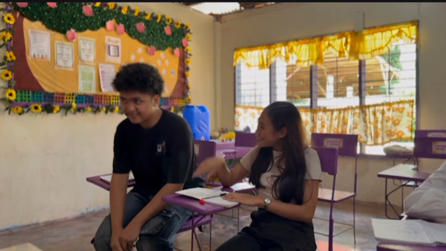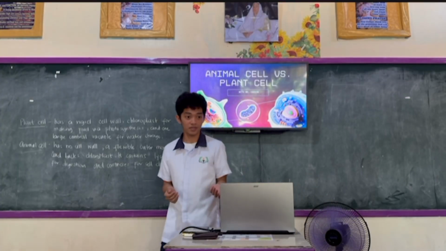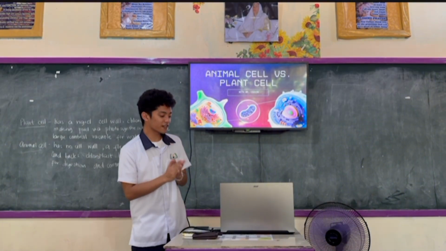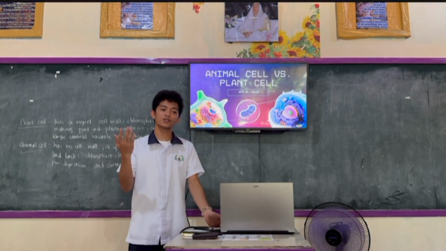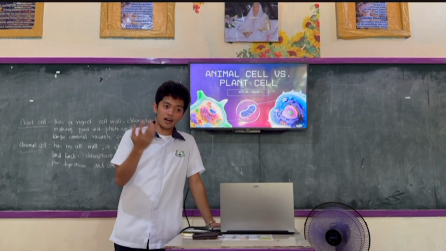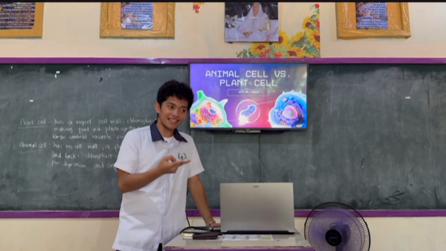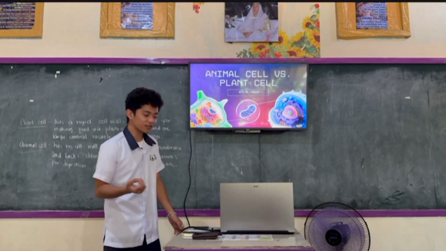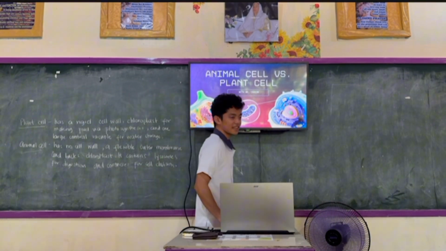Very good. So I guess everyone has prior knowledge of what an animal cell and plant cell is, right? Yes! So for our first activity, I want you to draw the shape of both plant cell and animal cell. Okay? So I'll give you 15 minutes to draw and you will present that later on.